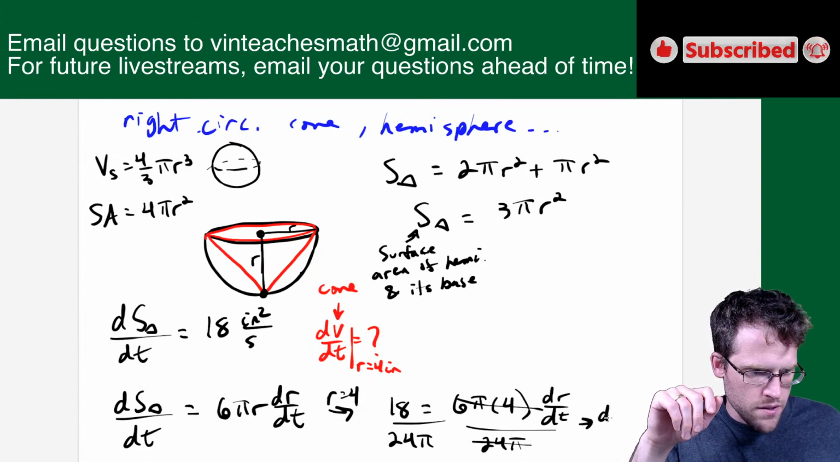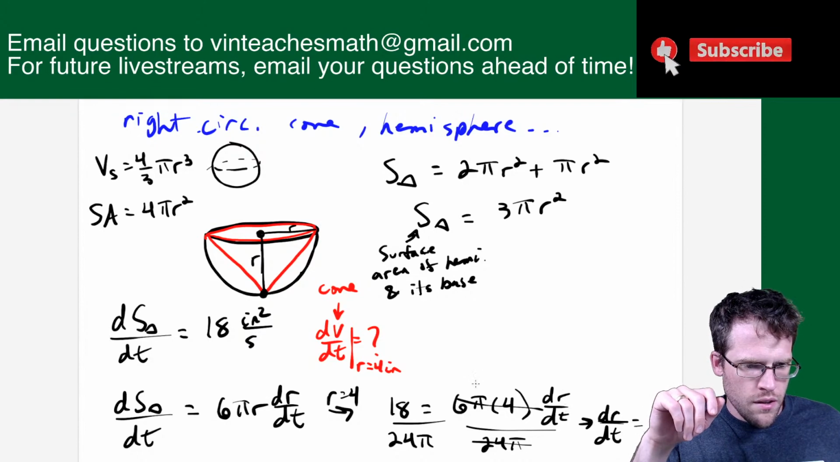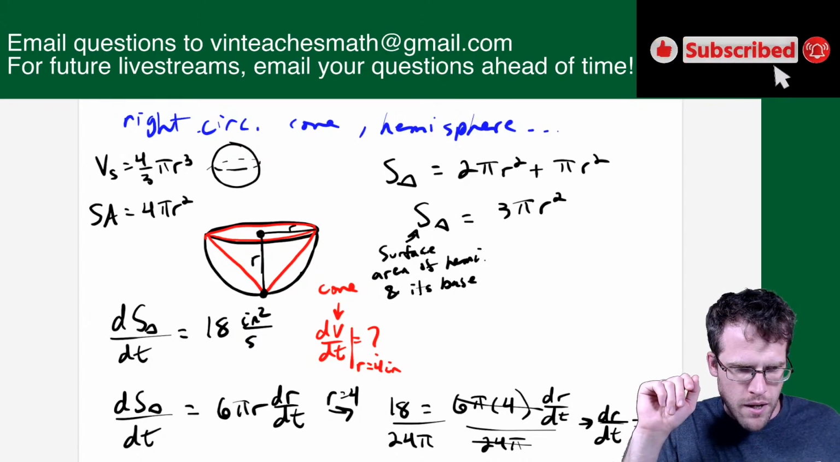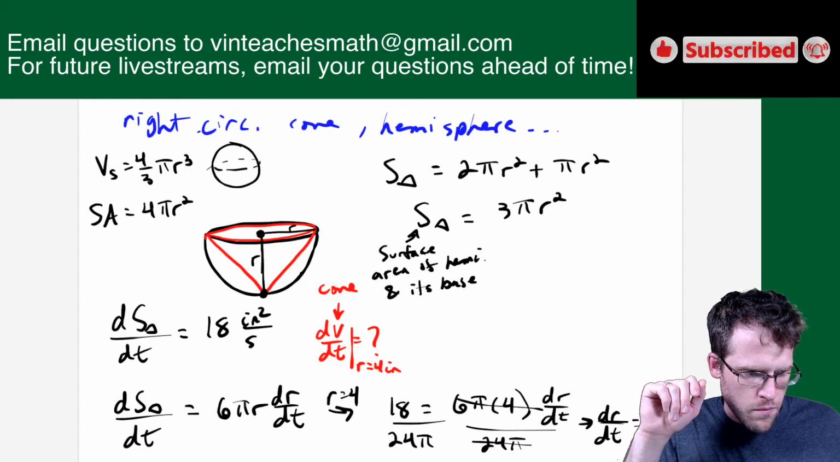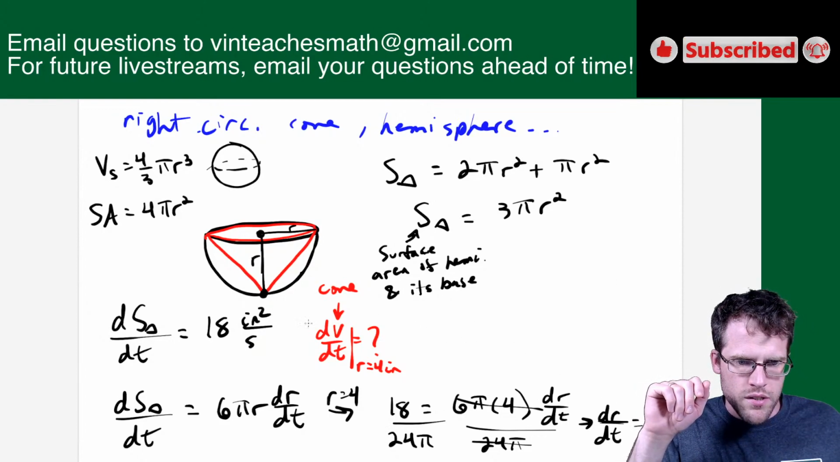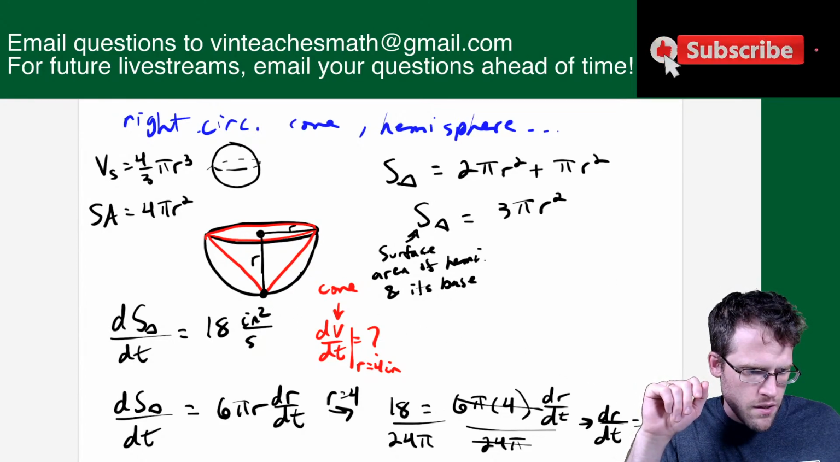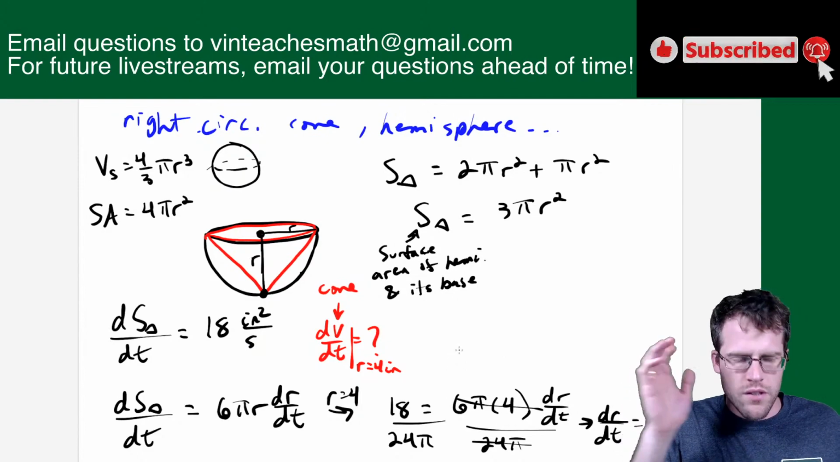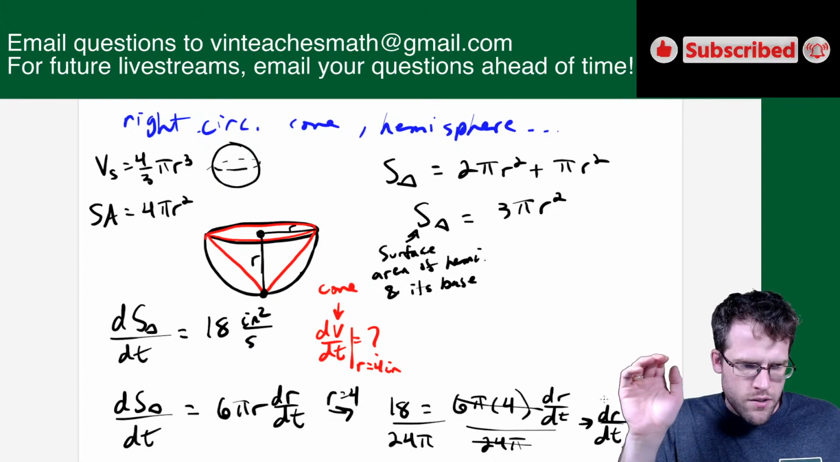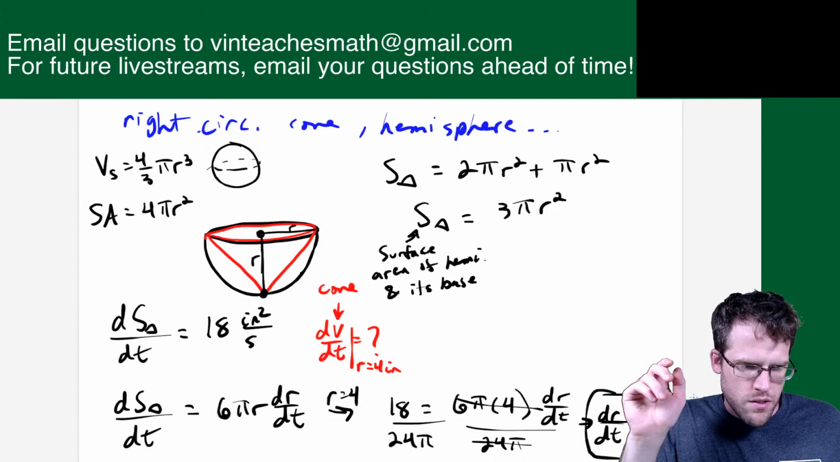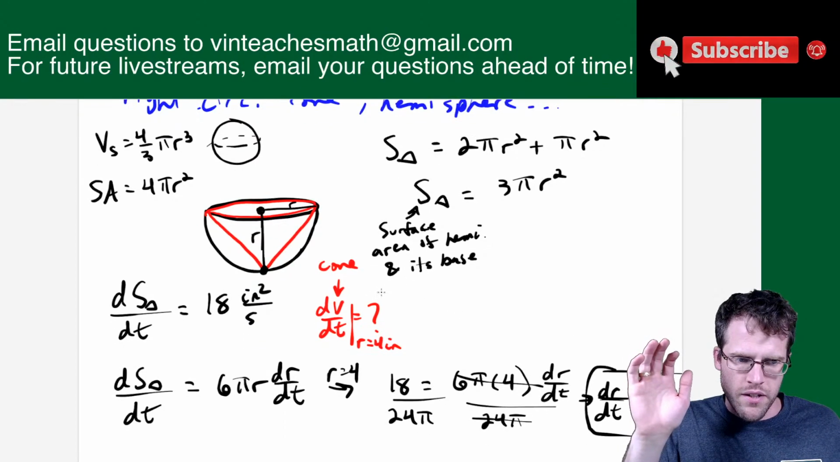And this tells us that dr/dt equals, and if we divide by 6 top and bottom, that gives us 3 over 4 pi. Okay, and the units is inches per second. All right, so that's our units. So this is like one of those two-step equations. I'm really hoping this works out nice.